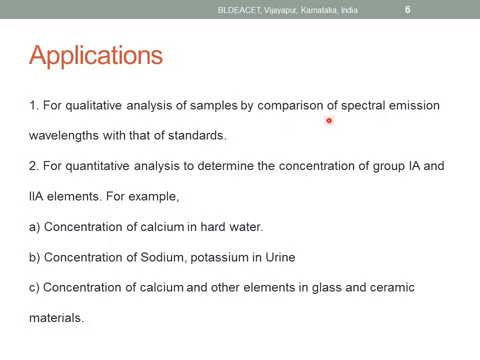Coming to the applications of flame photometry. Qualitative analysis of samples by comparison of spectral emission wavelengths with that of standards. Quantitative analysis to determine the concentration of some of the group 1A and 2A elements. For example, concentration of calcium in hard water, concentration of sodium and potassium in urine samples, and the determination of concentration of calcium and other important elements in glass and ceramic materials.